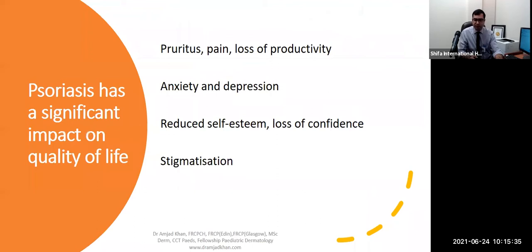Now, thinking outside the box, psoriasis is one of the diseases in dermatological sciences where we look at other organs, and preferably the lifestyle as well. And there is a lot of research into it. So anxiety, depression, self-esteem, loss of self-confidence, and stigmatization in society, because it is very much evident.